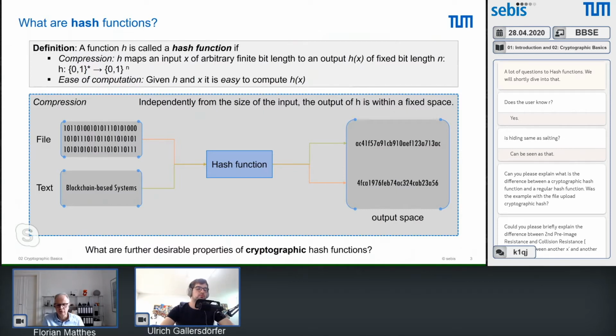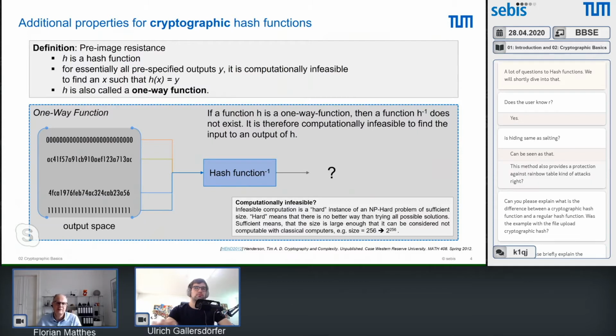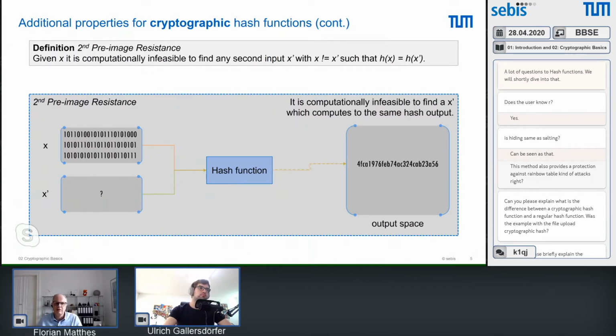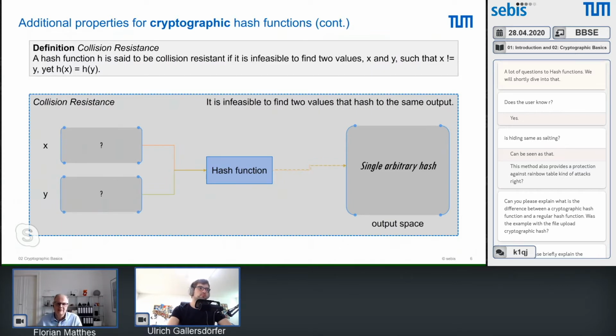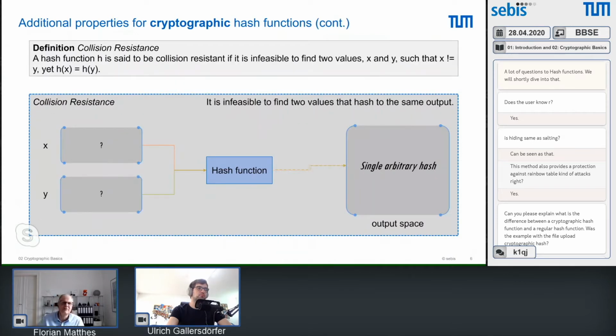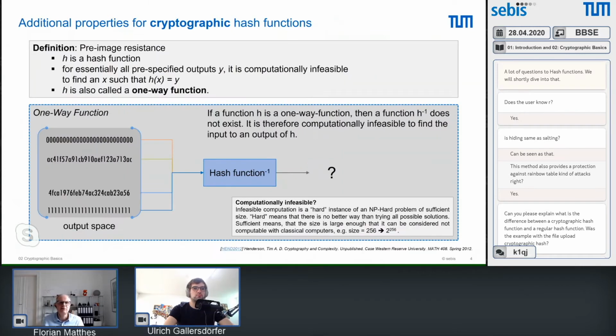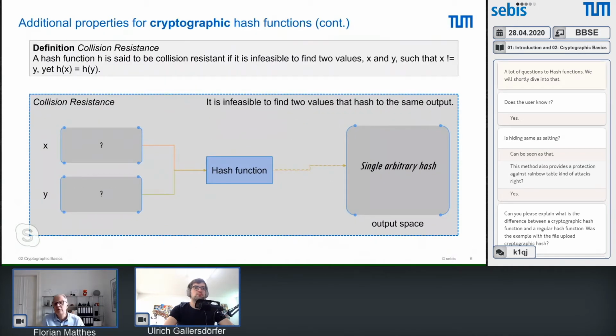Additionally, you might have further requirements, which we described, and depending on how many of these requirements you fulfil, you have cryptographic hash functions. Cryptographic hash functions have the additional property of pre-image resistance, and they also may have the property of collision resistance, or combinations of them. For the purpose of our lecture, we don't want to discuss whether all collision resistant functions are also pre-image resistant. But the term cryptographic hash function describes hash functions which are additionally pre-image resistant, second pre-image resistant, collision resistant, or a combination of them.